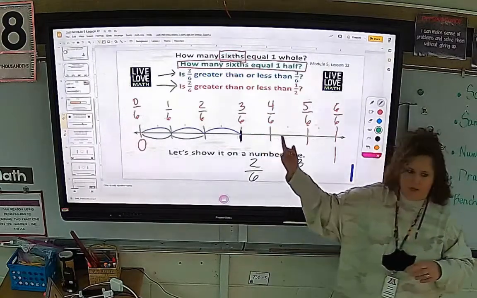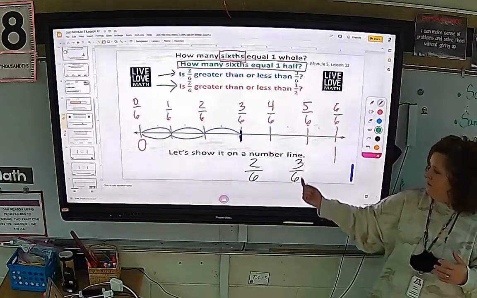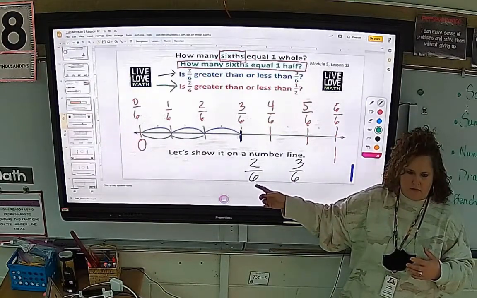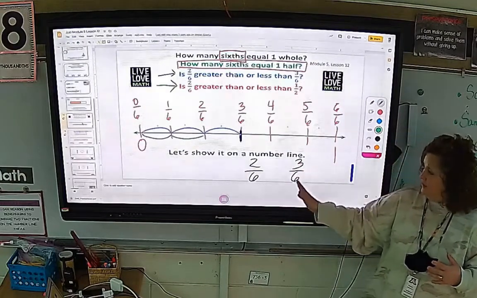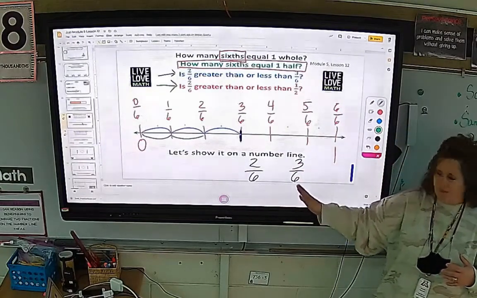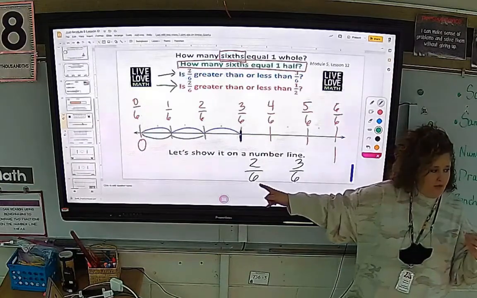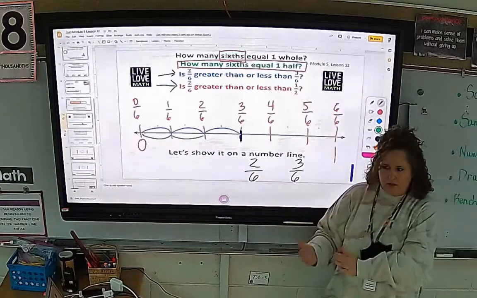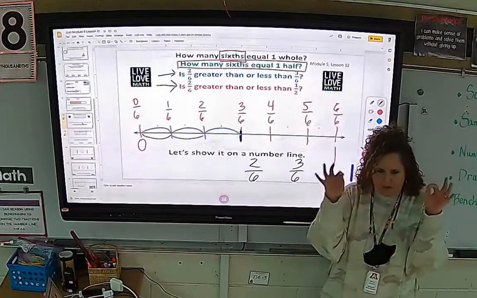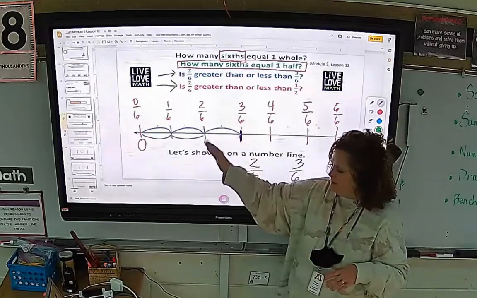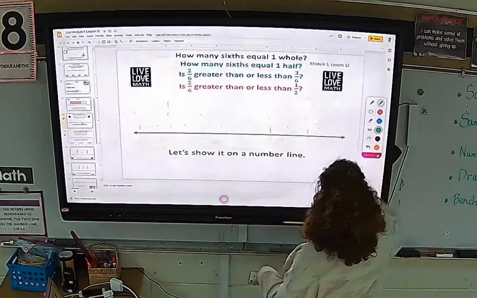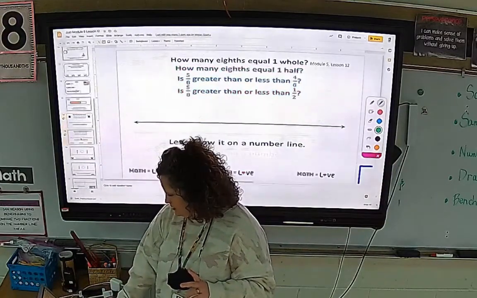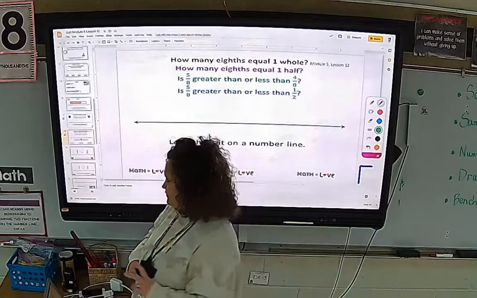What is 1/2 when it comes to sixths? 3/6. But what do we know about 2/6? This is 1/2, isn't it? Is this bigger than 1/2? No, because it's only 2 pieces of the 6 pieces. It's smaller than 1/2, and you can almost picture where it's going to fall on the number line. I think it might help us to hear some different examples. Let's go on to the next slide.